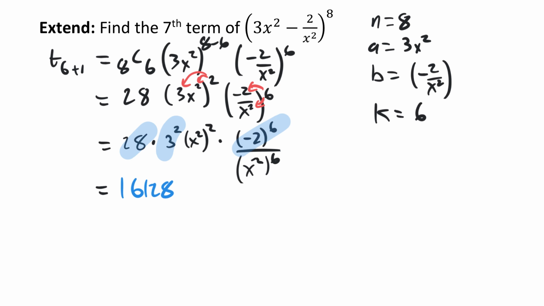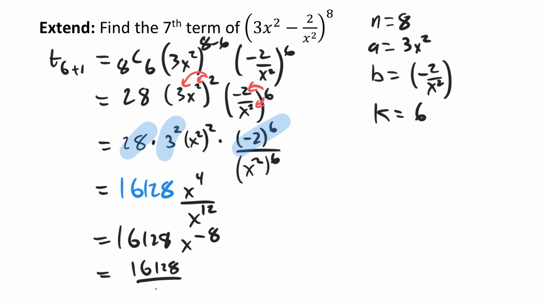Now the x squared squared is going to be x to the 4. And then I guess we'll put this x on the bottom. This will be x to the 12. So we get 16128 x to the, well, 4 minus 12 is negative 8. Now, generally, we don't like to leave our answer with a negative exponent, so the more correct answer would be 16128 divided by x to the 8.